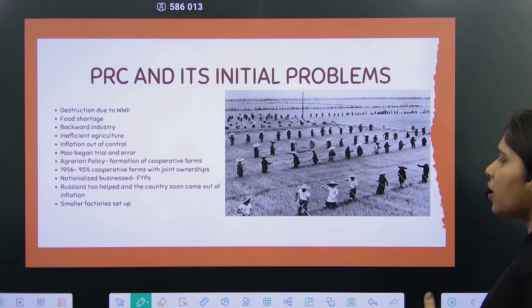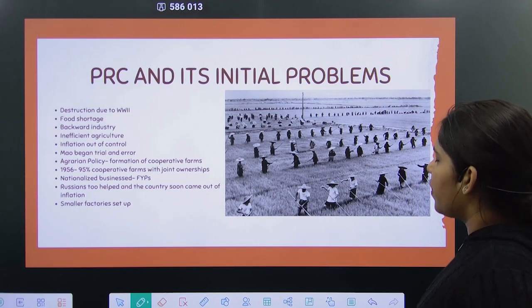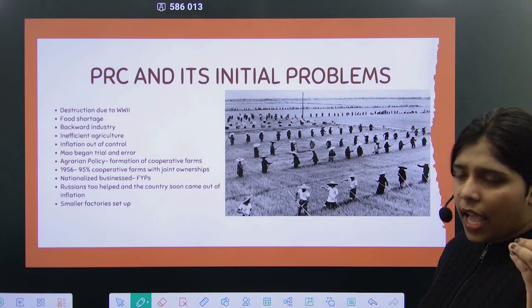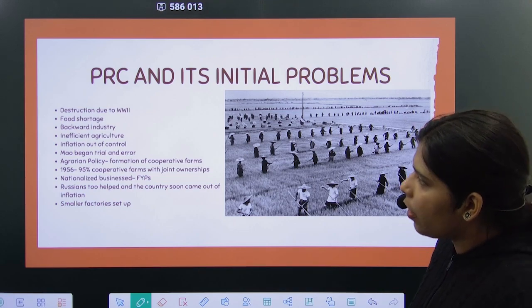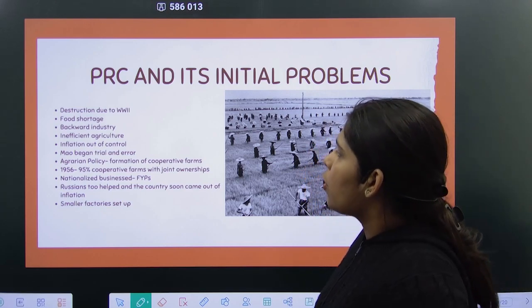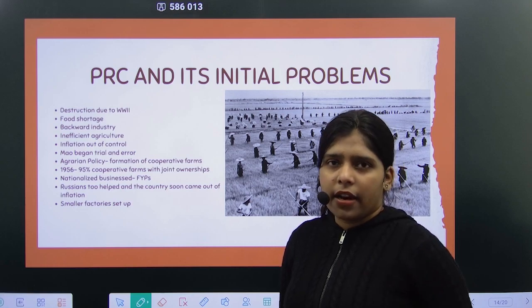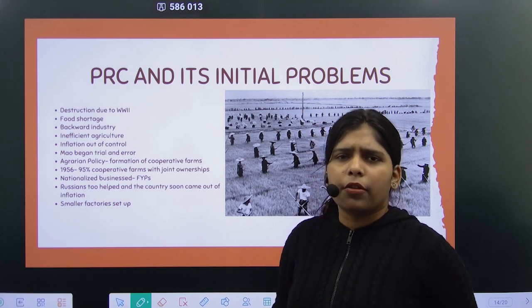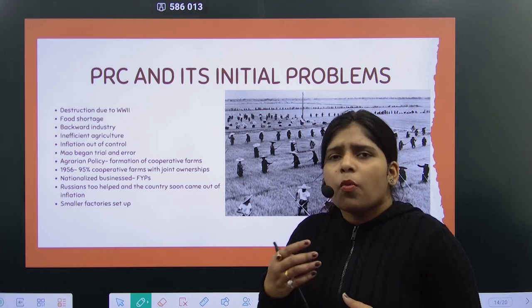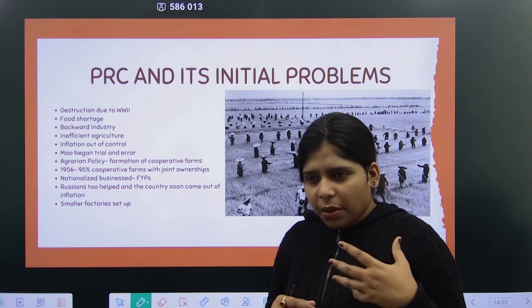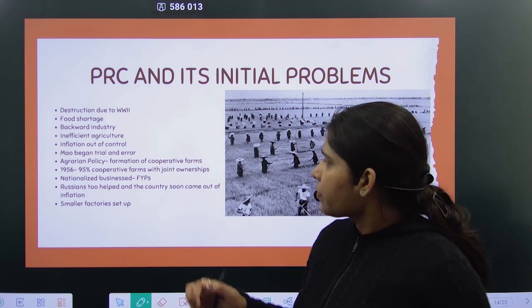So there was a lot of destruction, first of all, due to the Japanese invasion in China. There was food shortage, the industry was backward, agriculture was inefficient, all right? And inflation was also out of control in China. So Mao decided to begin his trial and error method. He wanted to try anything that could happen in China. He wanted to test what he could do so that it could turn out to be improving the situation of China.